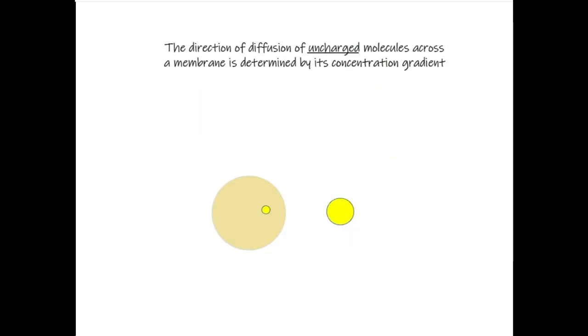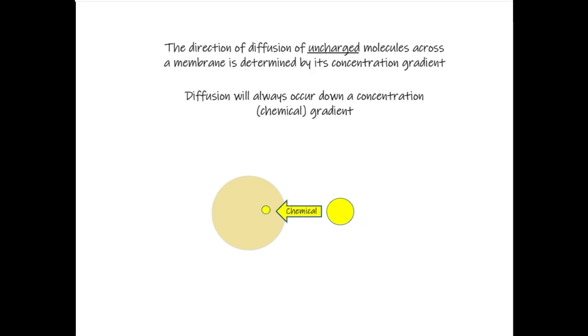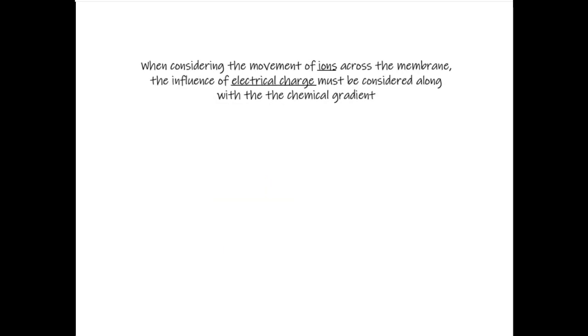Recall from our earlier discussions that the direction of diffusion of uncharged particles is determined by its concentration gradient. Diffusion will always occur down a concentration or chemical gradient. When we consider the movement of ions across the membrane, we now have to include the fact that these have an electrical charge. So we have to consider the electrical charge as well as the chemical gradient. One way to consider this is to recall the dictum that like charges repel and opposite charges attract. This will help us in determining the direction of electrical gradients.